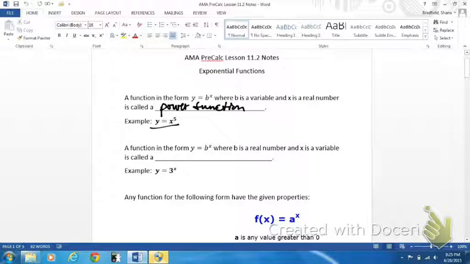And so you can see we have an example here, y equals x to the fifth, where the base is a variable and our exponent 5 is a real number. Our next function is in the same form, y equals b to the x, but this time b, or the base, is a real number and x is a variable, and that's called an exponential function. It's in the form y equals 3 to the x. There's an example of that one.